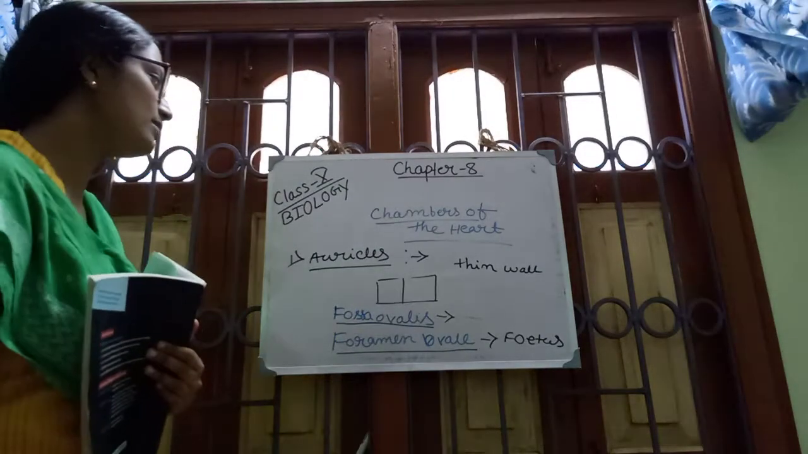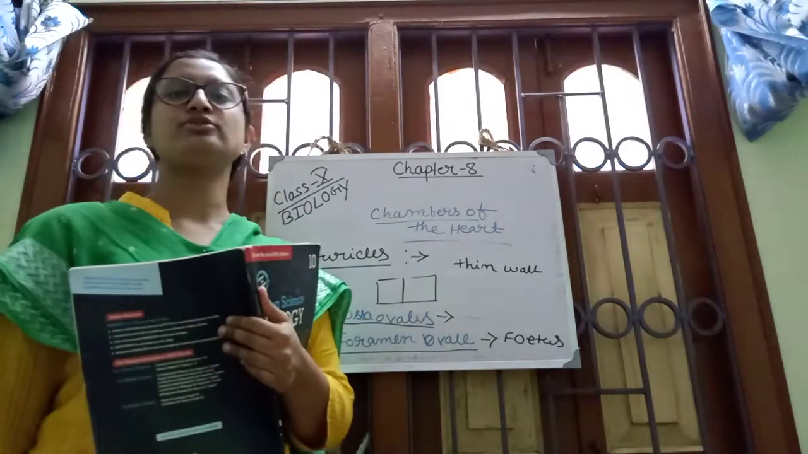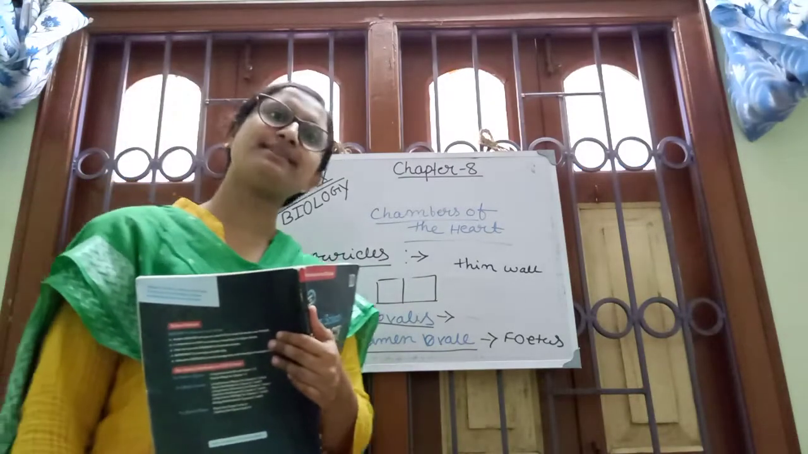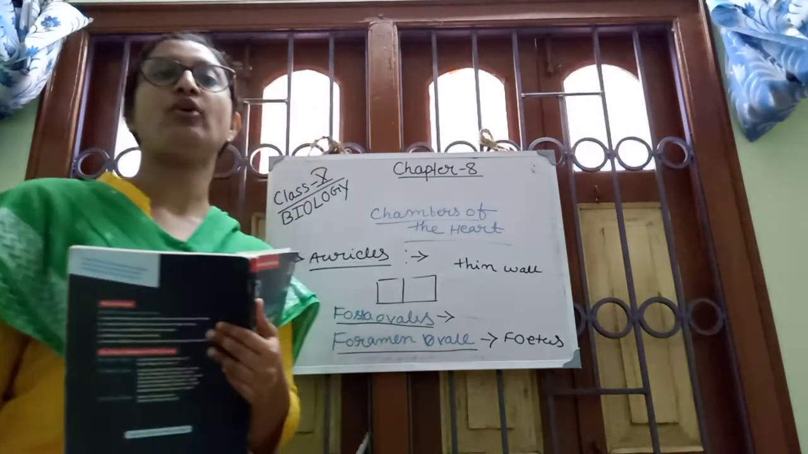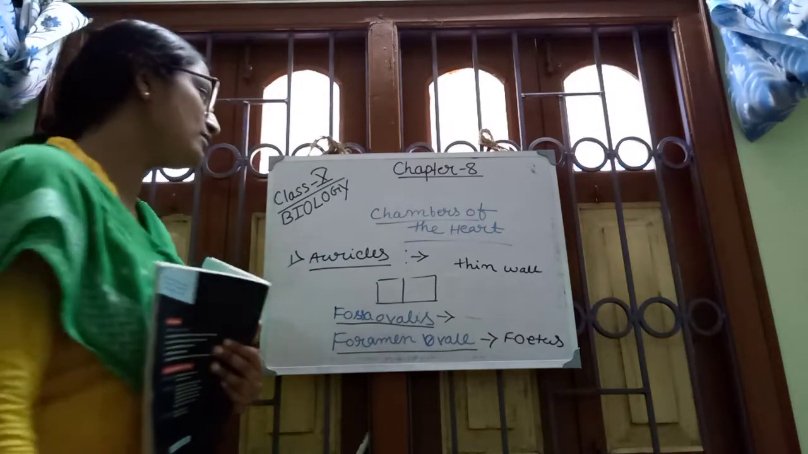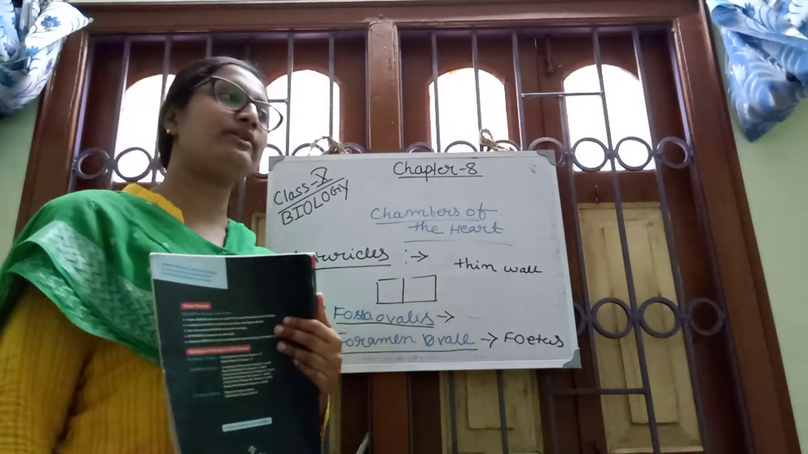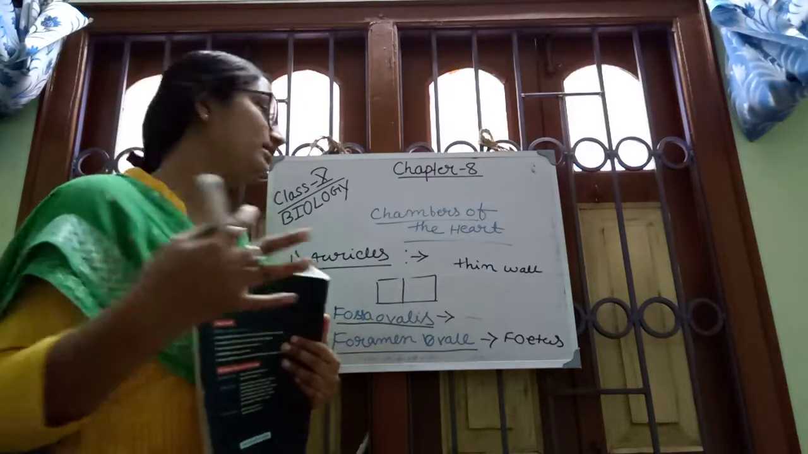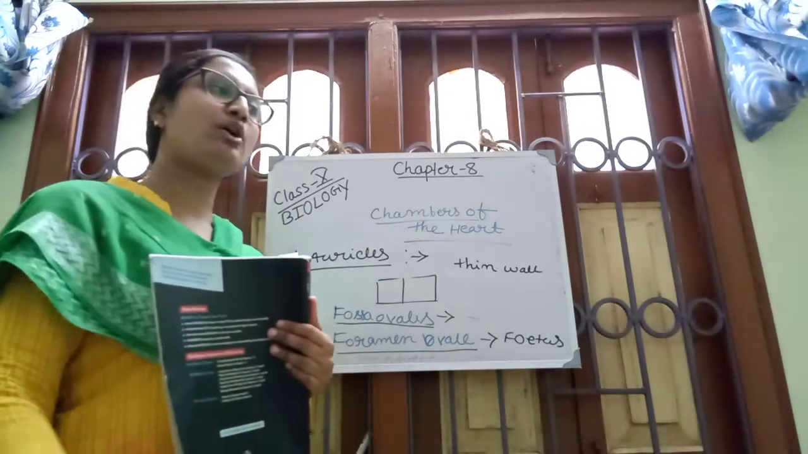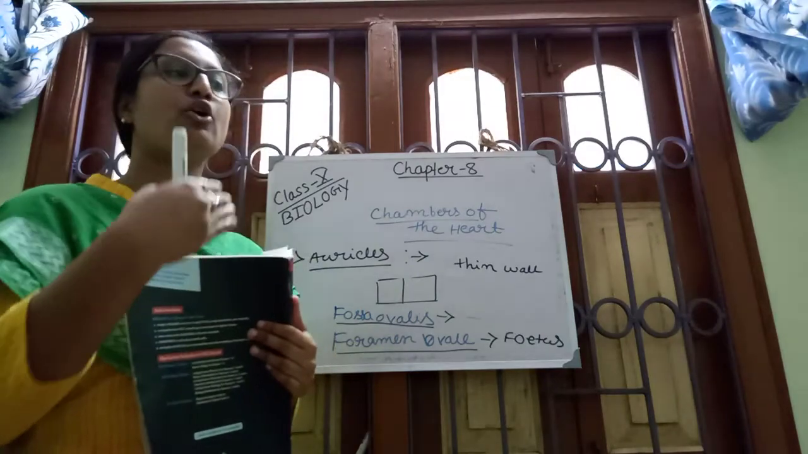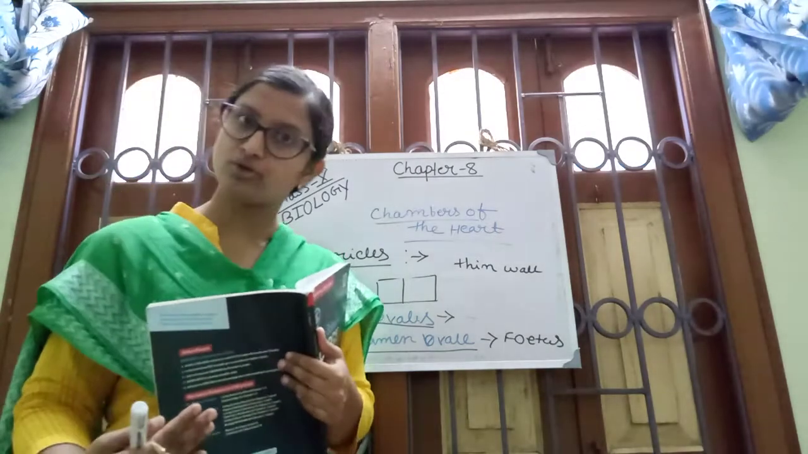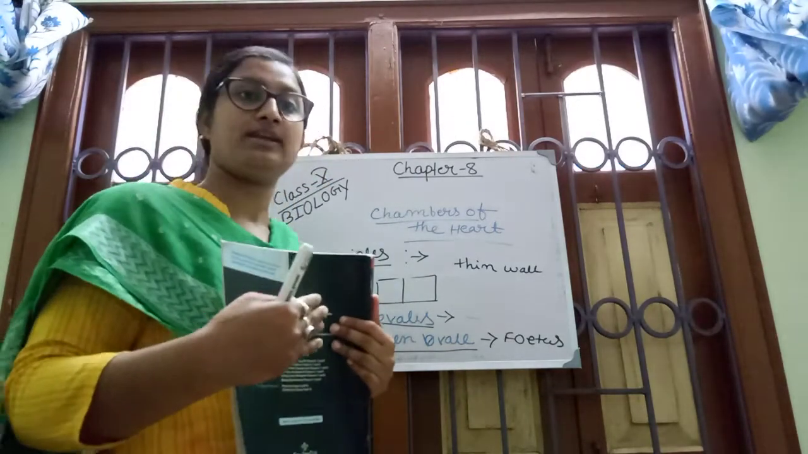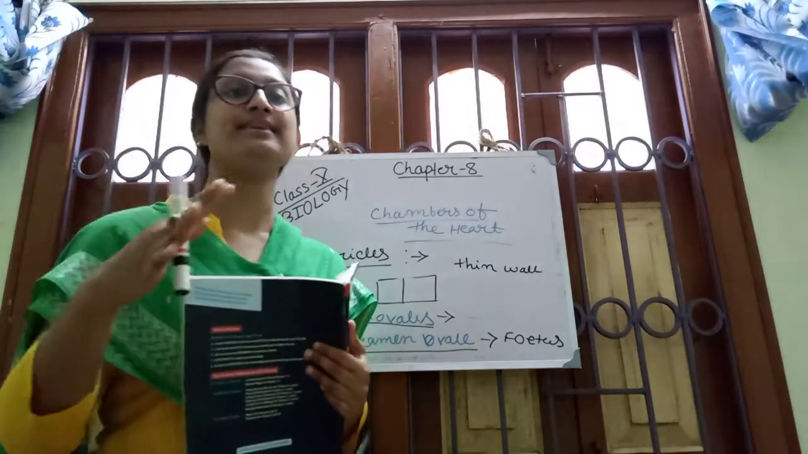One question will come: auricles are thin-walled and ventricles are thick-walled, but why? When I discuss the blood circulation, you will better understand why the auricles are thin-walled. The blood goes from the auricles to the ventricles only. That's why this wall is thin.